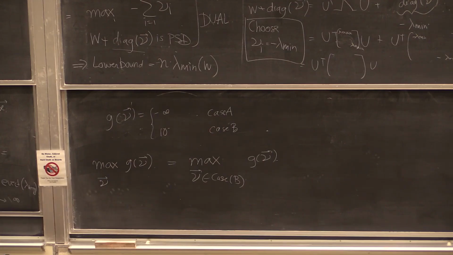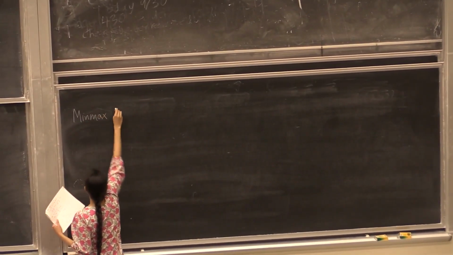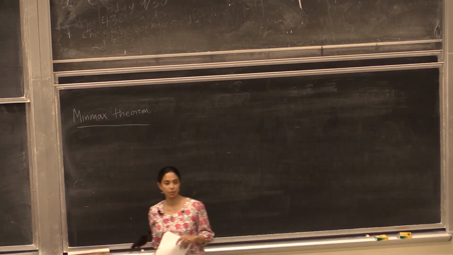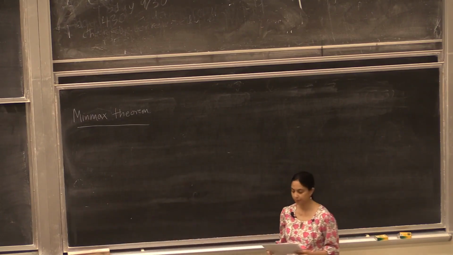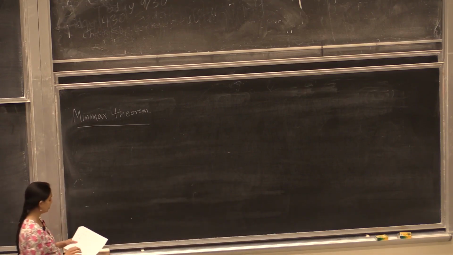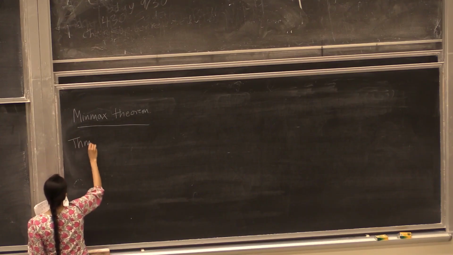Okay, so the next thing I want to do is introduce you to a different perspective on duality. We've been thinking about duality in this one particular way, and now I want to introduce you to a different perspective, the min-max perspective on duality. And for this, first I have to prove a theorem for you. This is the min-max theorem.